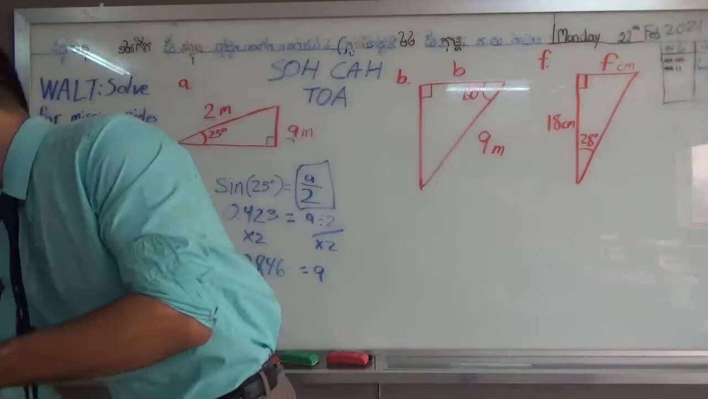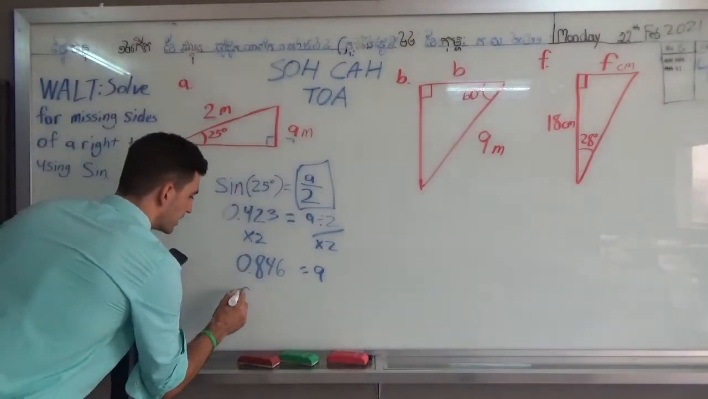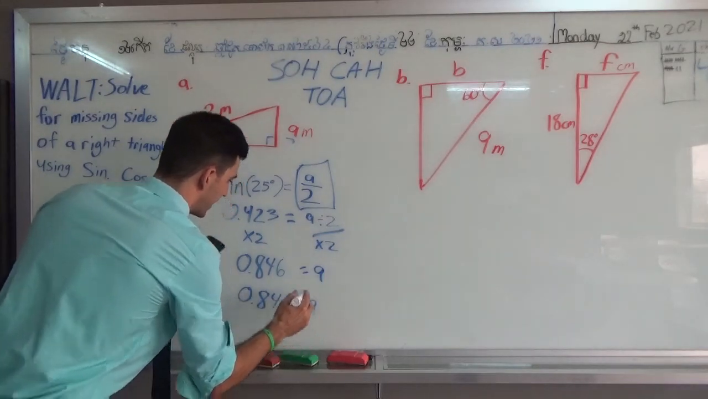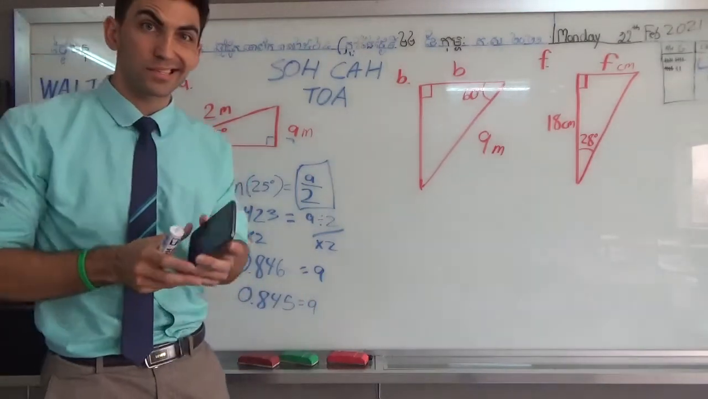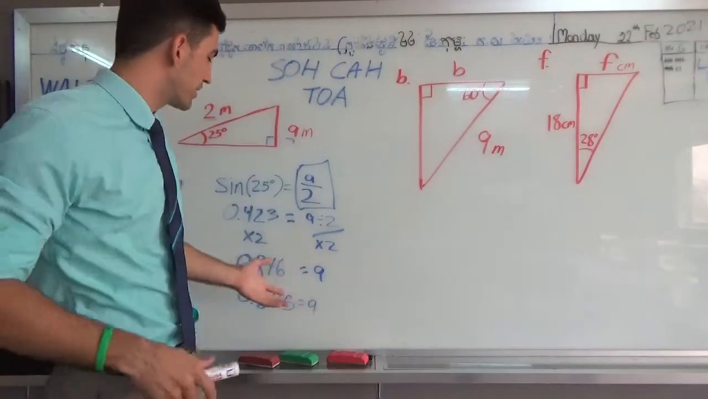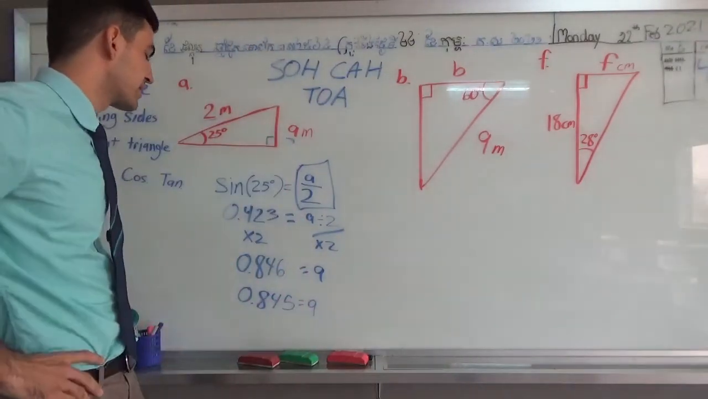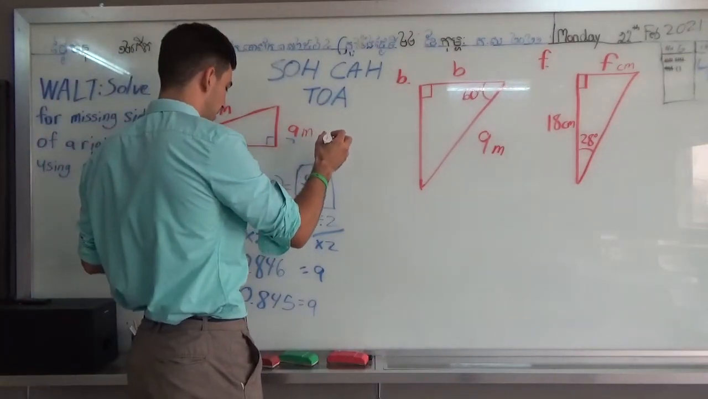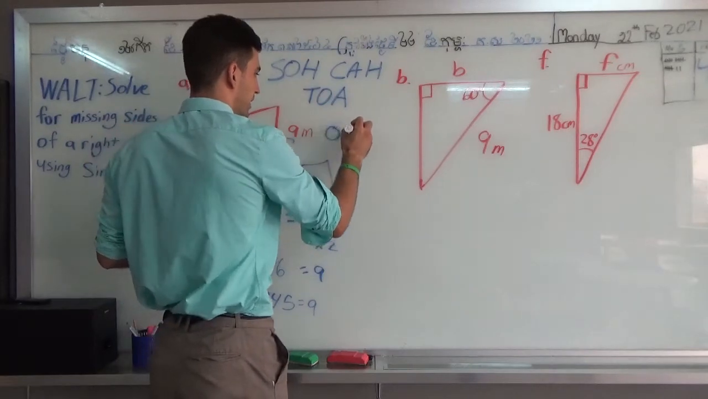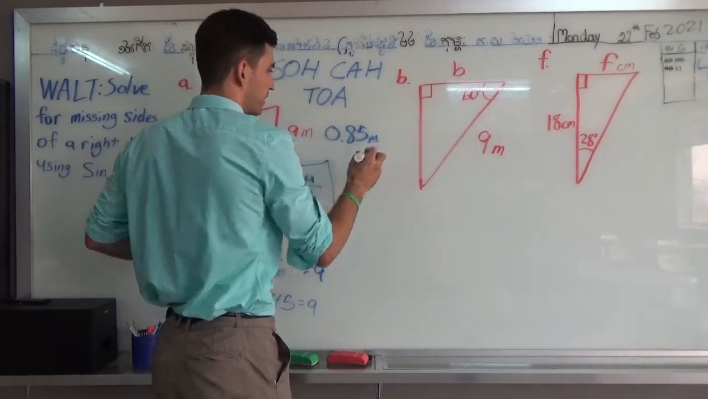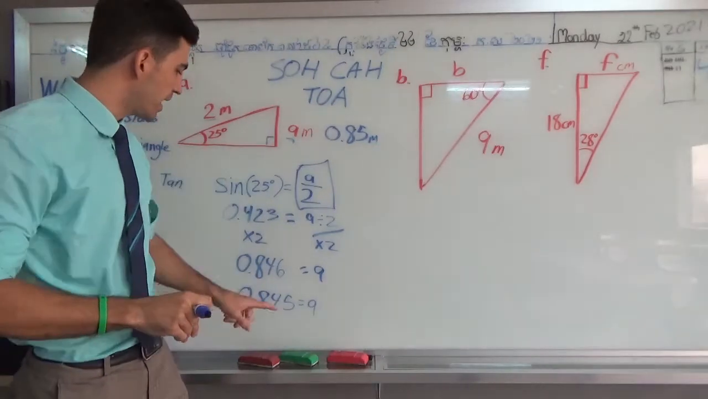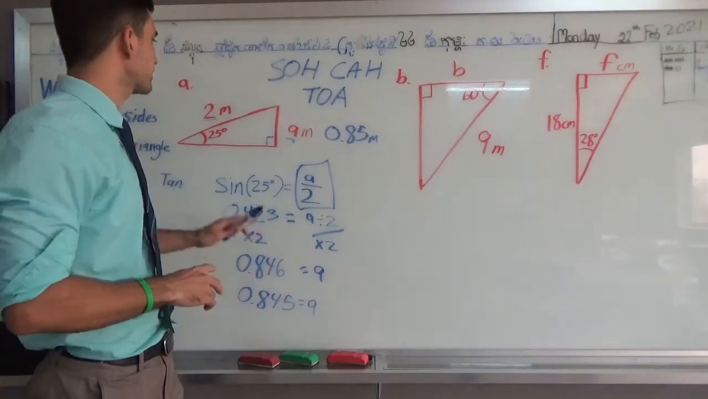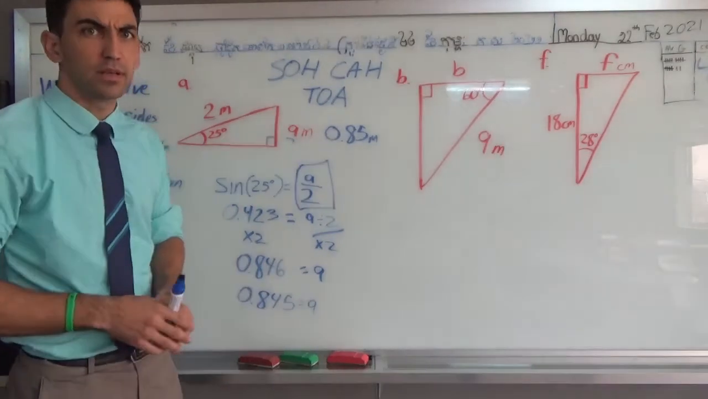So when we use the calculator, we get 0.845 as A. But to be honest, I would probably have you round this to 2 decimal places. So I would want the answer to be 0.85 meters. So either way, this would round to 0.85 meters. That's how we solve the first one.